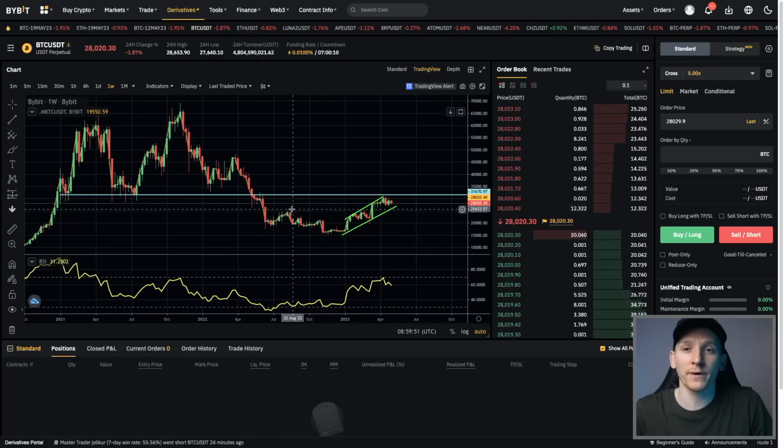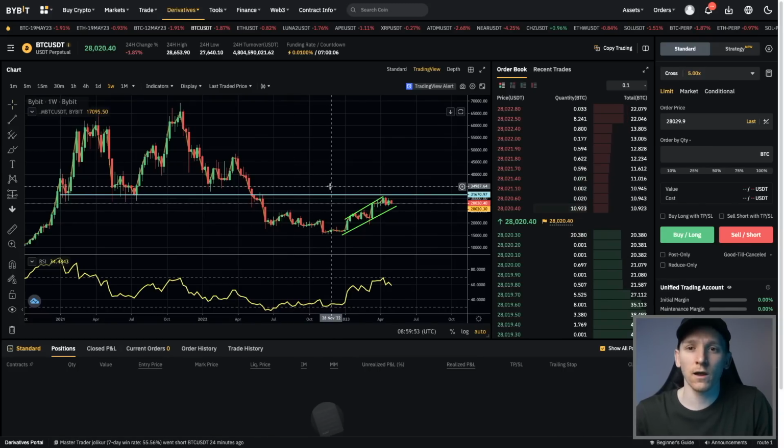The next way to try and outperform the market is to use margin or leverage, which is where you just borrow money from an exchange to make your investments larger.